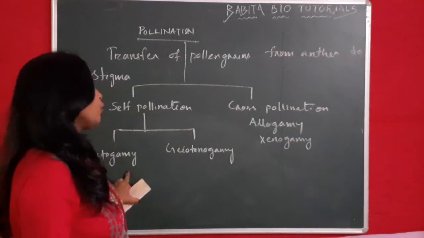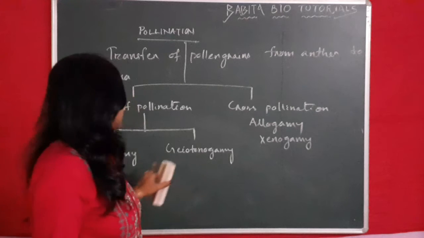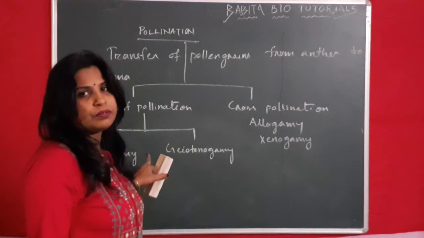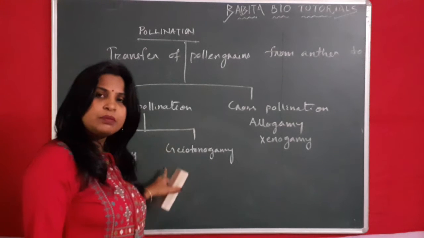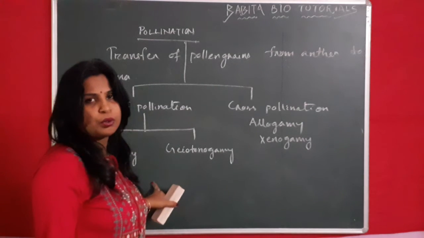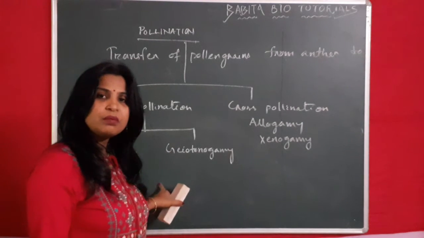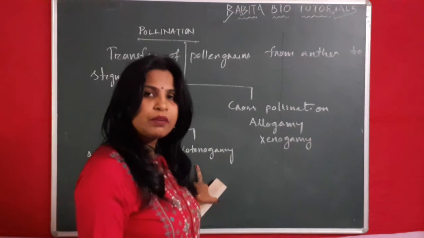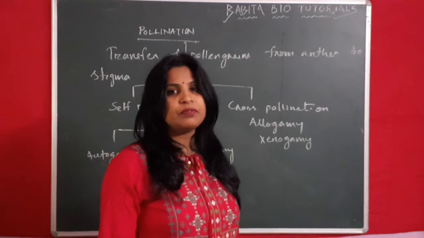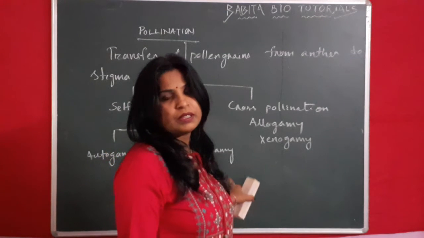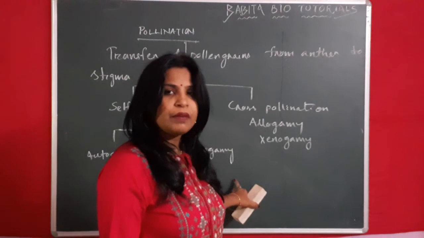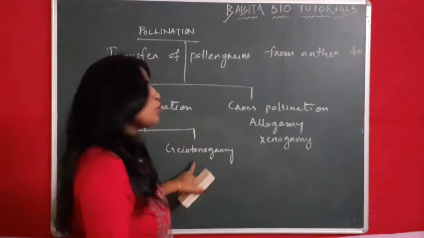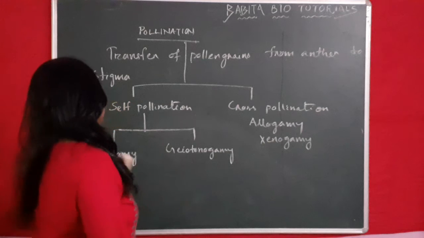Then, what is autogamy and what is deuterogamy? Autogamy is the transfer of pollen grains of one flower to the stigma of the same flower. It means the flower is a bisexual flower. Deuterogamy is the transfer of pollen grains of one flower to the stigma of another flower of the same plant. The flower may be bisexual or unisexual. That is one type of cross-pollination also.